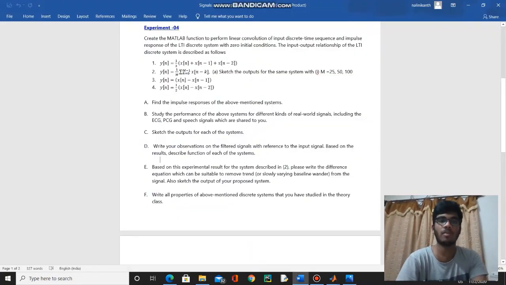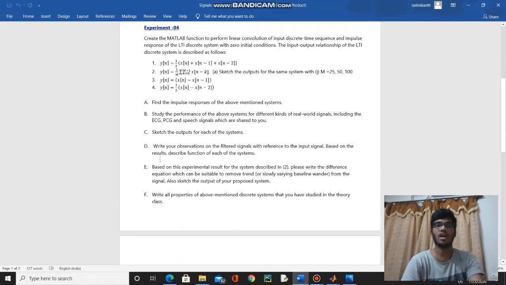With this, we have completed our part B and part C, and in part D we are asked to describe the type of function of each system, that is whether the system is a low pass filter or a high pass filter, based on the observations on filtered signals with reference to the input signal.